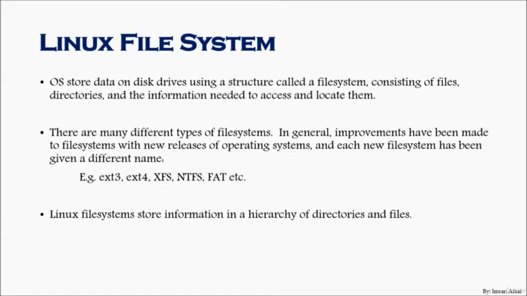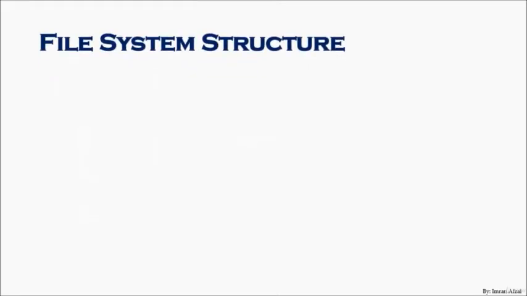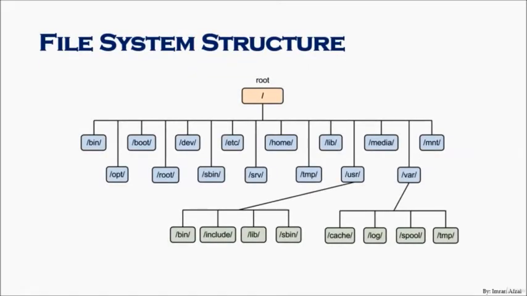The Linux file system stores information in a hierarchy of directories and files, meaning there is a first folder, which is a slash, the root file system, and every other file or directory is created within it. The file system structure in Linux actually looks like this. As I mentioned, the first folder always starts with a slash, which is also referred to as root. Now please keep in mind, slash root is not the same as just slash. Slash is the first directory where you have to start navigating your file system.